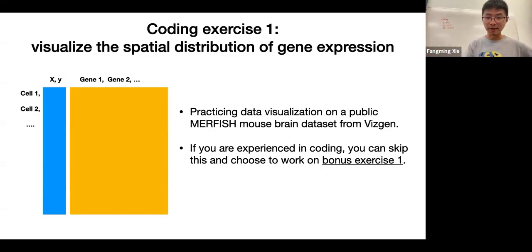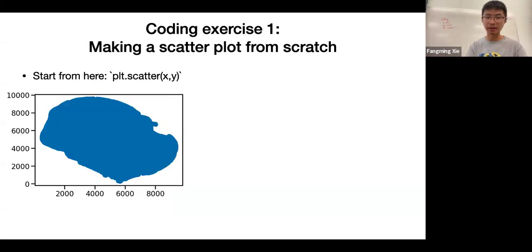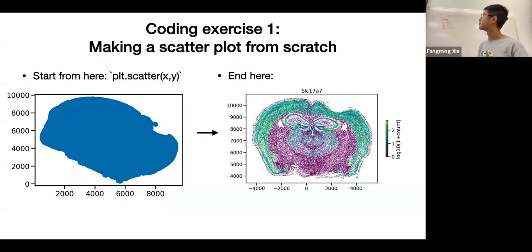You will find it. Okay, so essentially you will just practice data visualization on a public mouse brain dataset from MERFISH, provided by this company called Vizgen, and that was made public. So what you want to do is make a scatter plot from scratch. I will give you the data, but then you make a scatter plot from it, trying to show the location of each cell, and then plot the expression level of one gene color coded onto this.